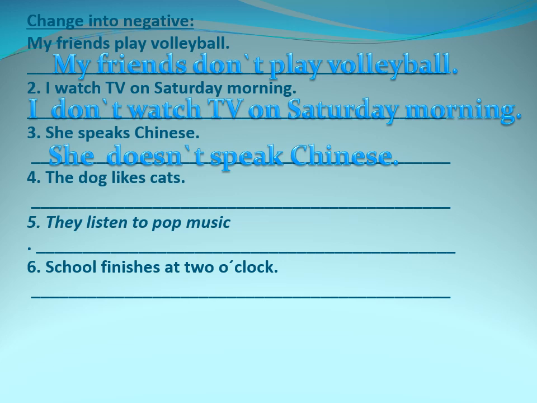Number 4, the dog likes cats. So the negative form is going to be the dog doesn't like cats. And as we said before, if I put doesn't, I don't add s to the verb. I have to cross out the s. So I can't say the dog doesn't likes. I have to say the dog doesn't like cats.